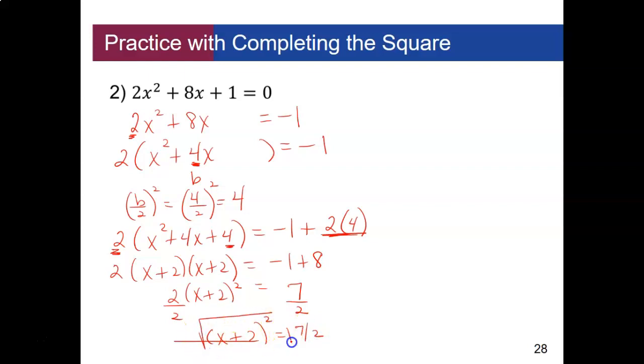Take the square root of both sides. So x plus 2 equals plus or minus the square root of 7/2. Subtract 2.